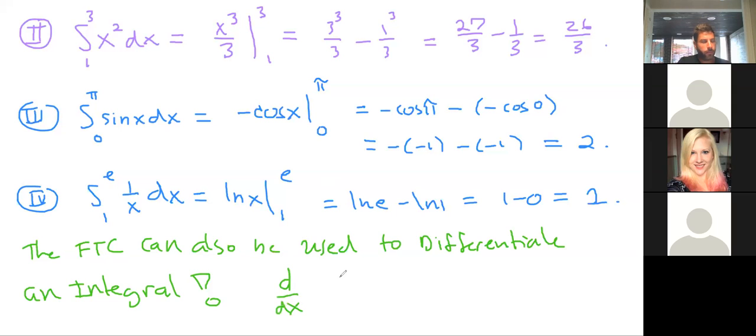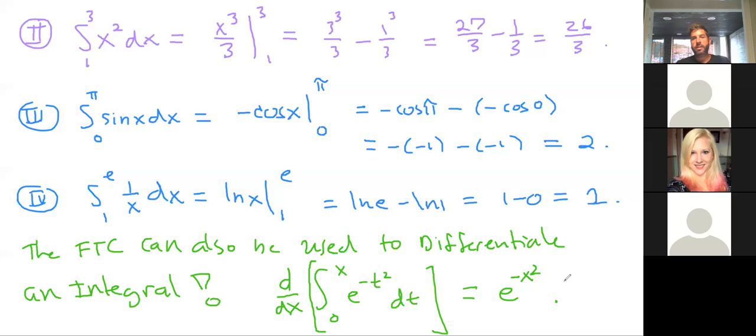It says, okay, if I have this integral whose upper bound is a variable, then the FTC says that the derivative of this is just e to the negative x squared. So what you'll start to realize is you're going to say, oh, so I just take the t and replace it with x. And yes, it's true. That's what you're doing.